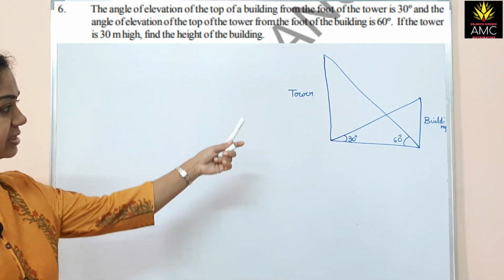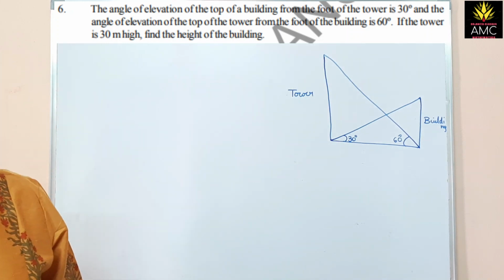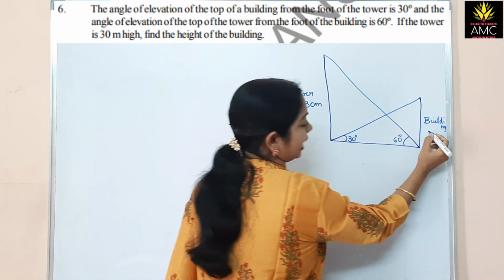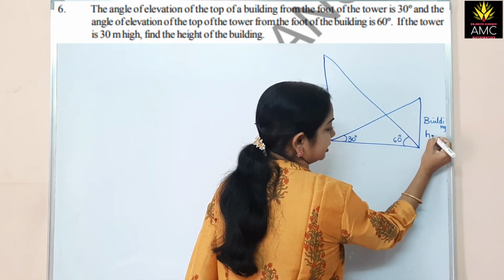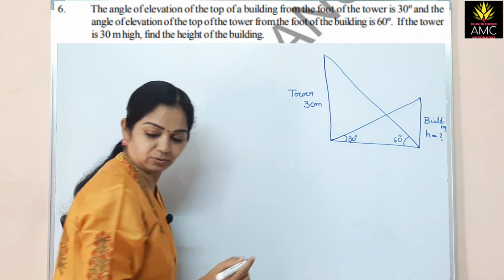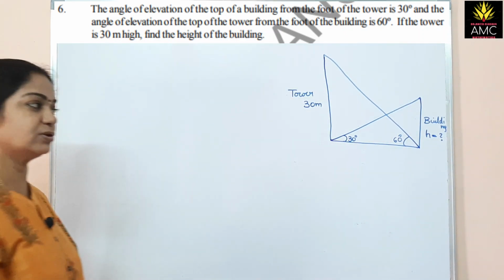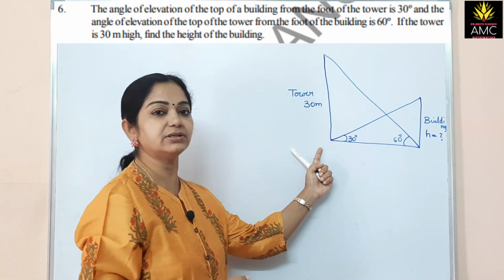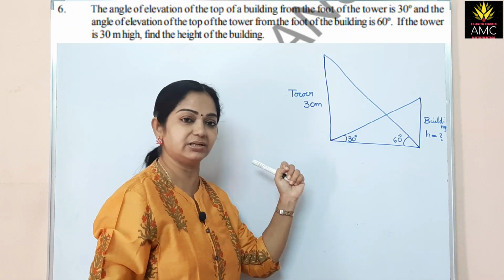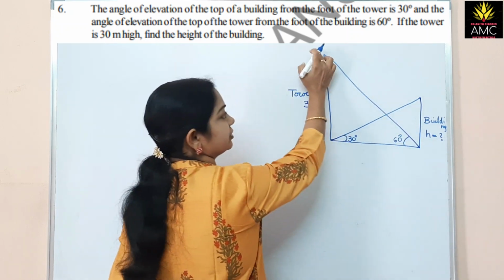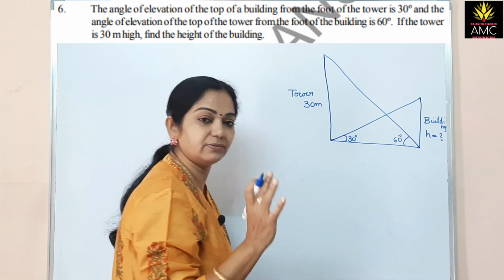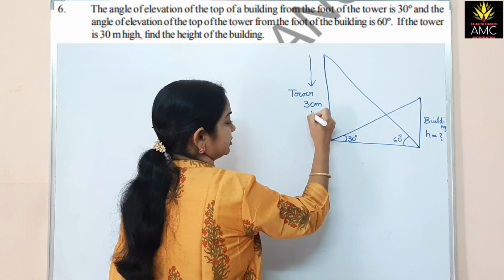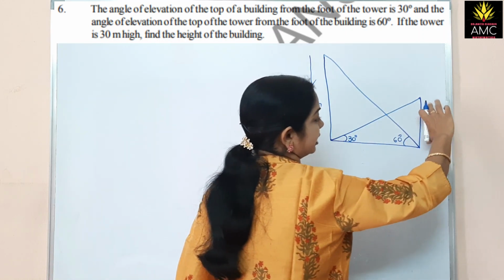The tower is 30 meters high, and we need to find the height of this building. Let this height be h. The distance between them is also not given. Only this information is given: from the foot of the tower to the top of the building the angle of elevation is 30 degrees, and from the foot of the building to the top of the tower it is 60 degrees. The height of the tower is 30 meters. We have to find the height of the building.